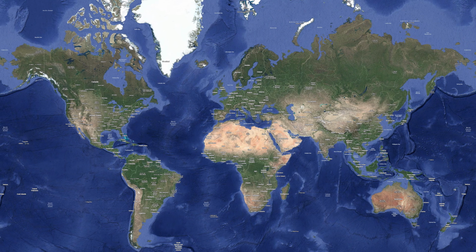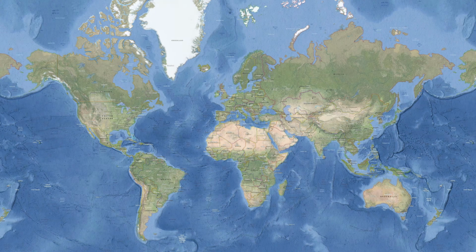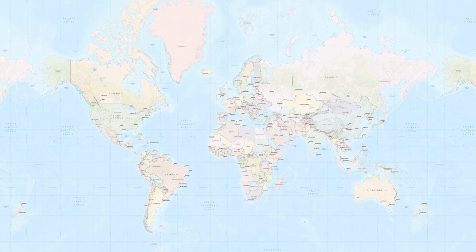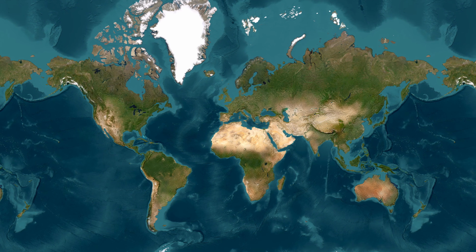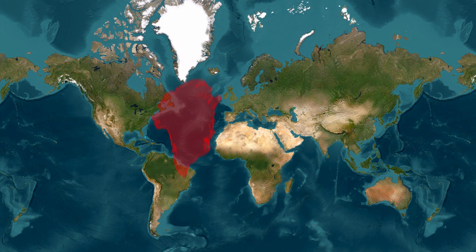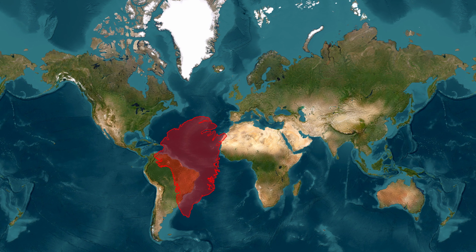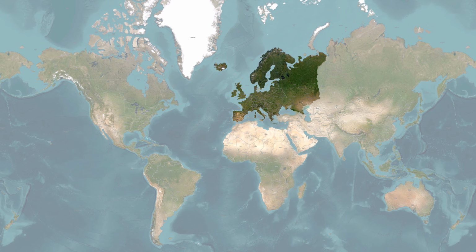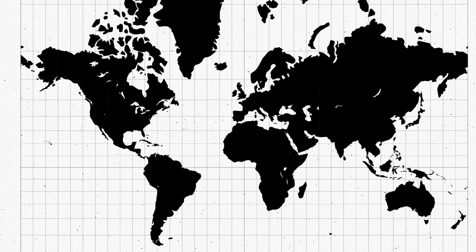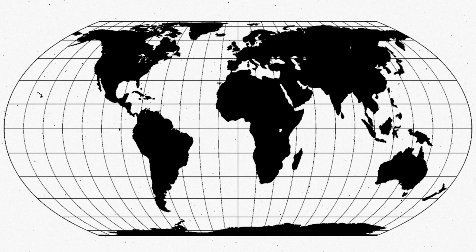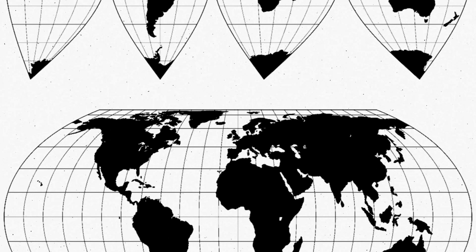Take a look at the world map you've known your entire life. It feels factual, objective, and almost unquestionable. But what if the map you trust the most isn't telling the truth? Why does Greenland look almost as large as Africa? Why does Europe feel so central? And if we know these maps are wrong, why do we keep using them anyway? Are world maps lying to us, or is the truth more complicated than that?